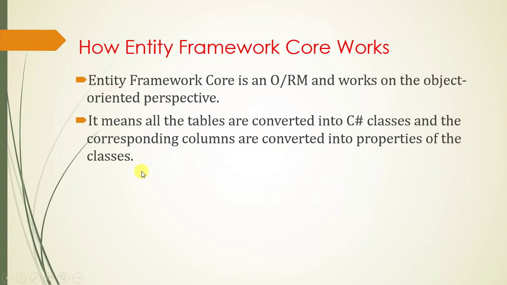Let's assume we have two tables in the database. The first table has 3 columns and the second table has 5 columns. Now we have to create similar classes in our application to work with Entity Framework Core. So we have to create two classes because we have two tables. Both tables have 3 and 5 columns, so we have to create 3 and 5 properties in the two classes.